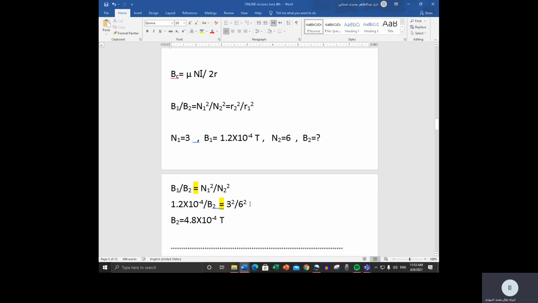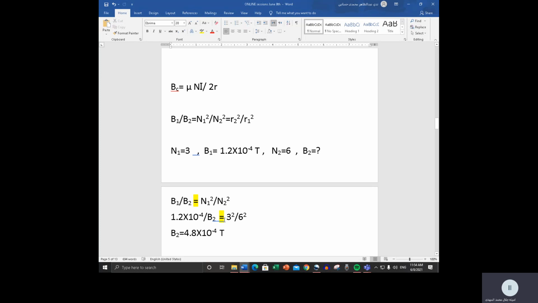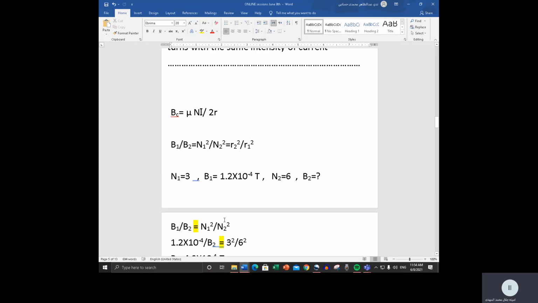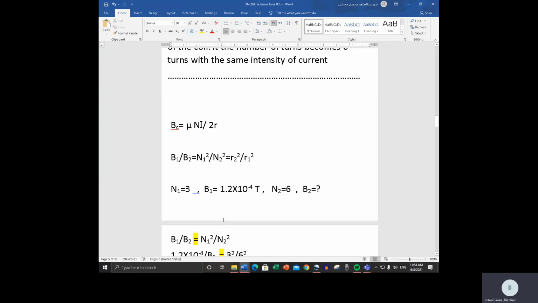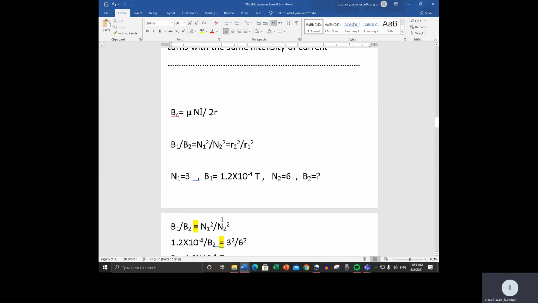Squared, power 2. So here, after finishing the calculations, because I have only one unknown, which is B2, I will get B2 equals 4.8 10 to the power of negative 4 Tesla. And that's the final answer. So as you see here, we did not get it through a diagram, we get it through a ratio. All right. So when I have a coil and the number of turns changed, and he wants us to calculate one magnetic flux density value, I can use this rule to get what he wants.